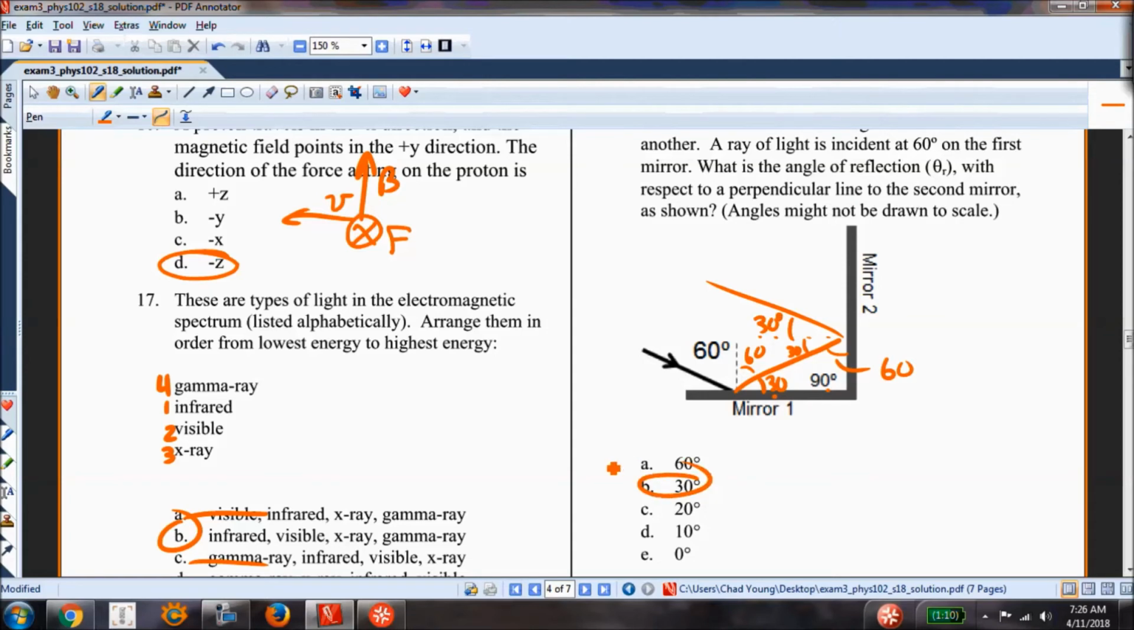Notice, by the way, this is a pretty good drawing, so you can tell that these two rays are parallel to one another. When you have a light ray incident on two right-angled mirrors, two mirrors situated with a right angle, they will come back parallel to one another.